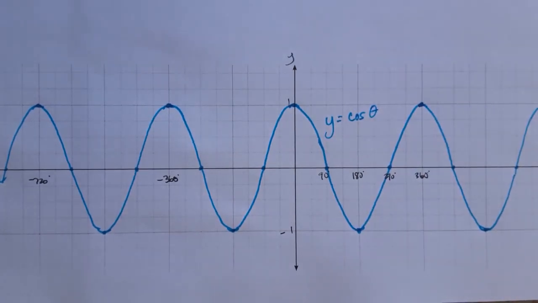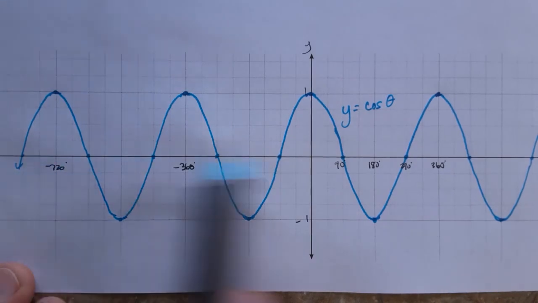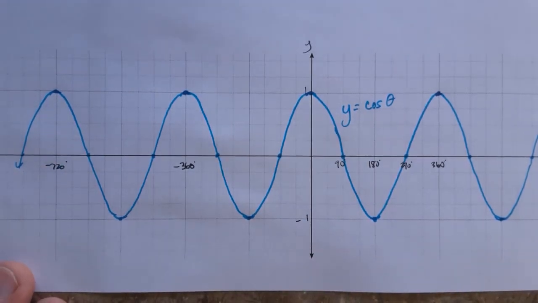Okay, y equals cosine of theta. So there we have multiple cycles drawn once again. I've got 5 peaks and 4 troughs again. So that's what it looks like.